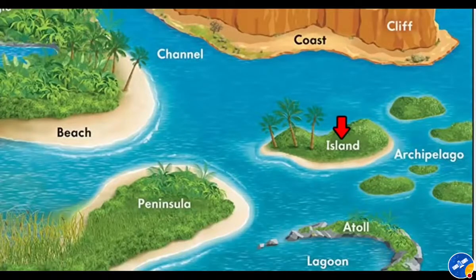An island is a piece of land that is completely surrounded by water. When we say water, it can be a sea, ocean, river, or lake.